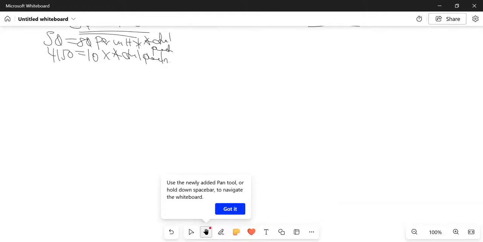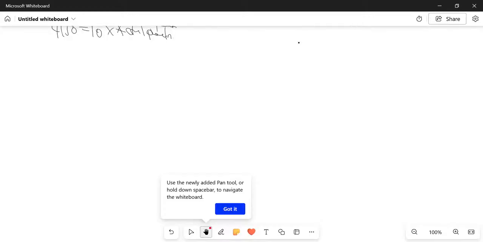Now, ladies and gentlemen, let's go to the next question. What do they want us to do? Actual price of materials per unit. Is that something that you can get very easily?